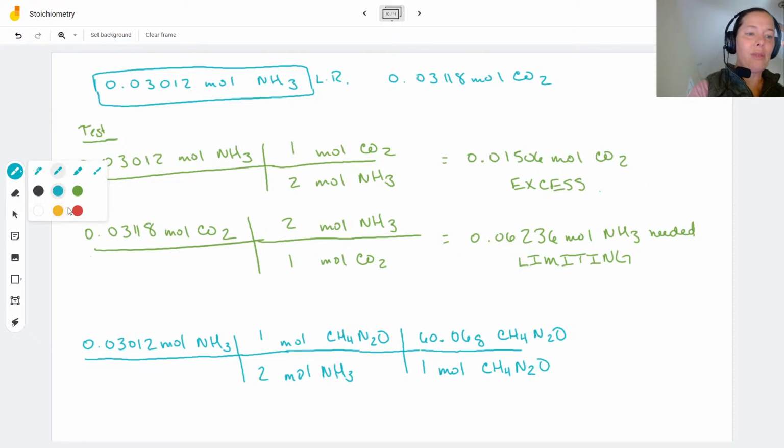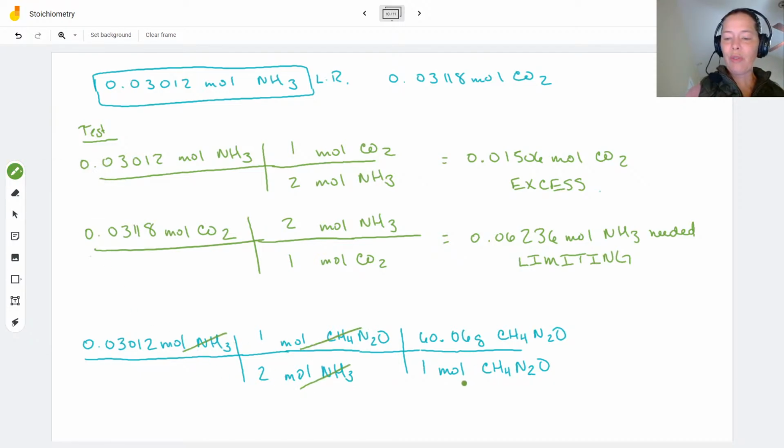All right, so let me show. Moles of ammonia have canceled. Moles of urea have canceled. Now I have grams of urea. I'm getting my final answer here. So I will make 0.905 grams of urea.